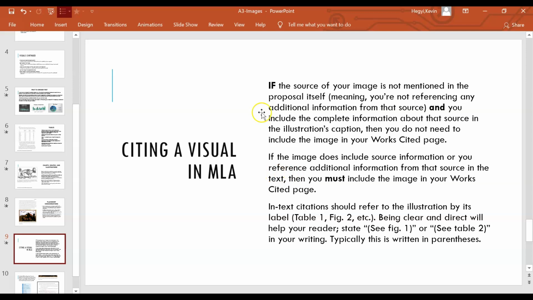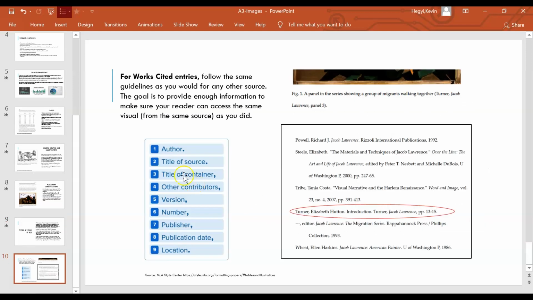That's kind of confusing. So basically, if the image is from a source that's all we're using, all we really need is the illustration's caption underneath the picture. But if we're getting that image from a source that we're referring to at other points in the paper, then the image must be in our works cited as well. And here's just a continuation on that thought about how to cite the picture correctly. And again, I put a worksheet up on modules that talks about this process as well.